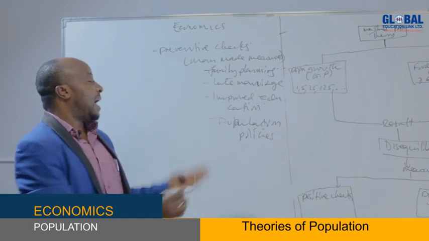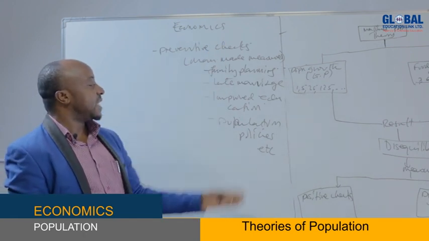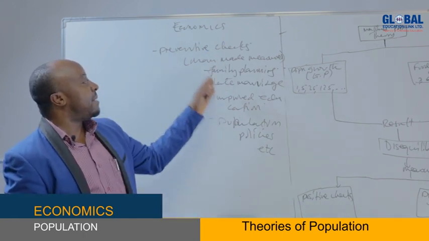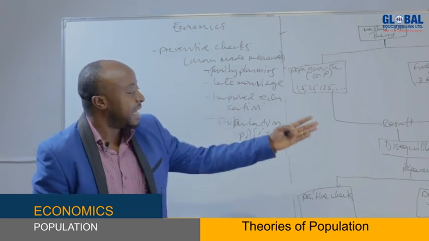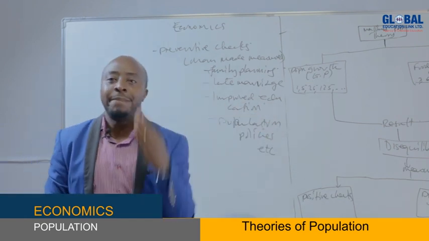Then those are the so-called preventive measures, and so many others. So all of these are preventive measures, and we say these are man-made measures which, according to Malthus, should be taken at least to control population by reducing birth.